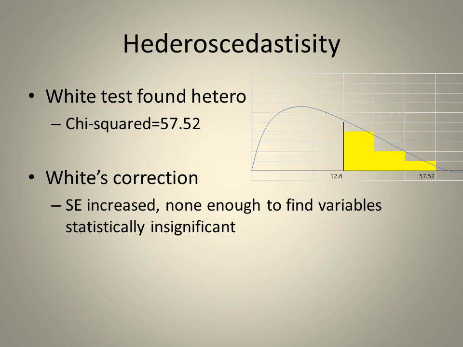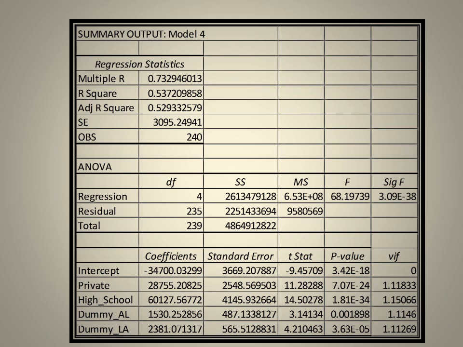After that, I did the White's correction. This increased my standard errors, but all my variables proved to still be statistically significant even after the standard errors were increased. So this left me to my final equation.